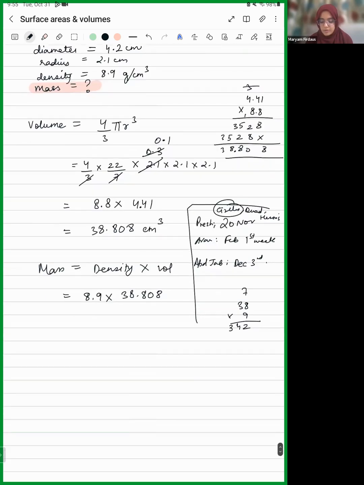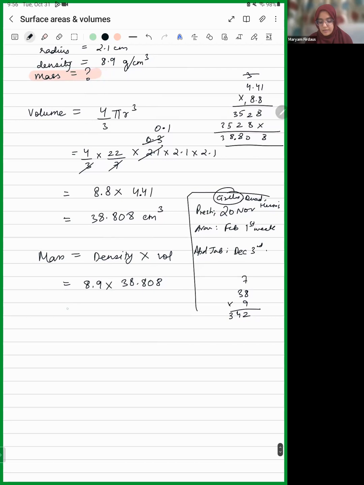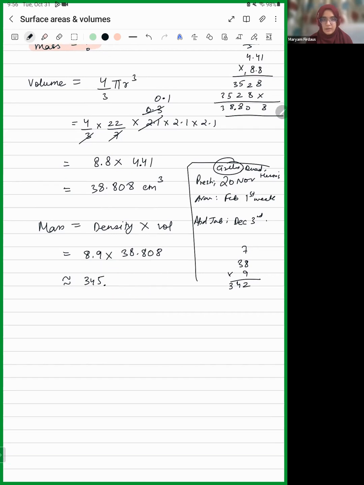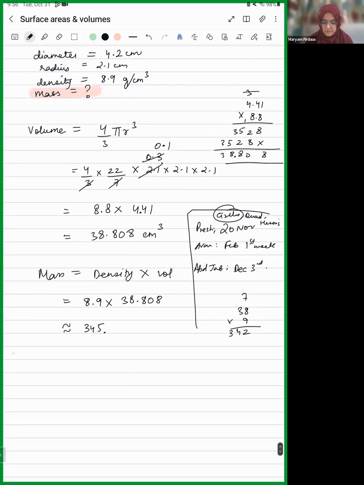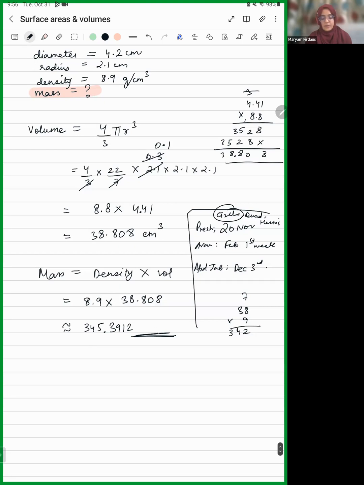Okay, so you can solve this on your own. It will be somewhere around 345. It'll be point something something, whatever it is. Ma'am, what should I have found, how much? 345.3912. Okay. 0.3912. And what is the unit? Gram per centimeter cube. What are we finding? Mass. So, gram. Unit of gram.